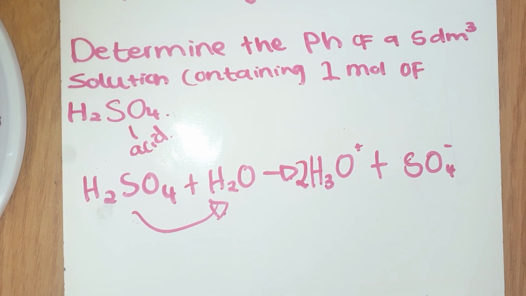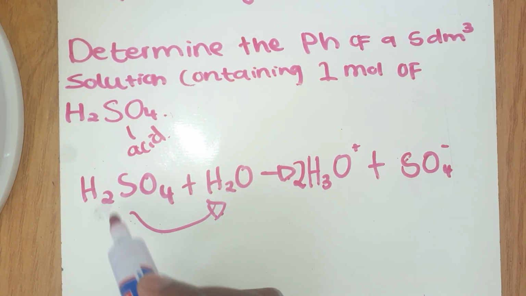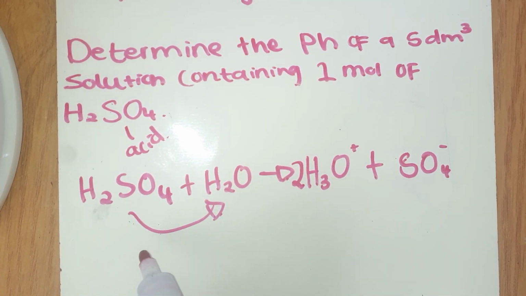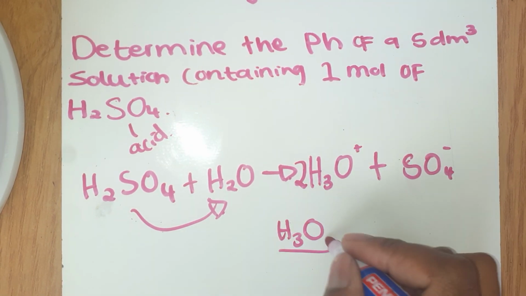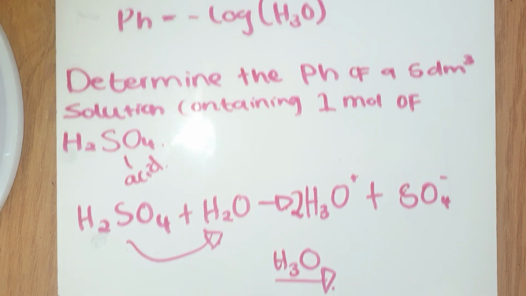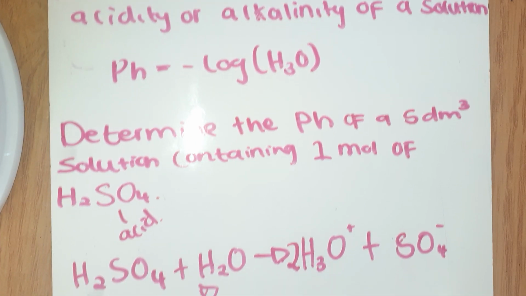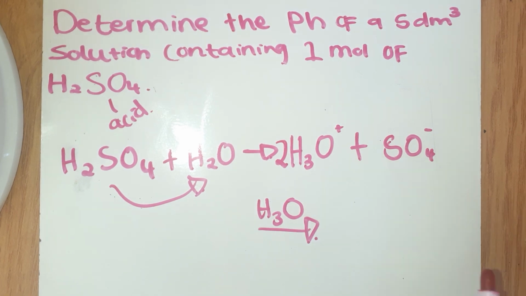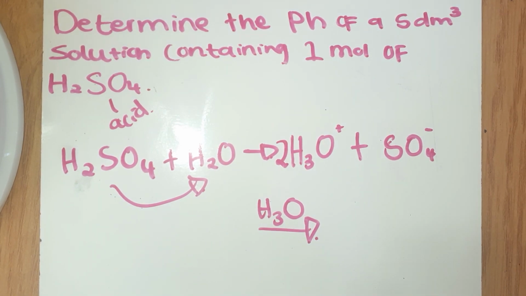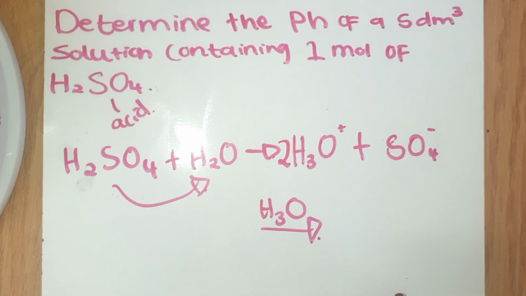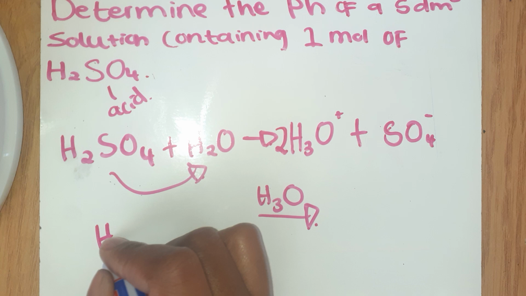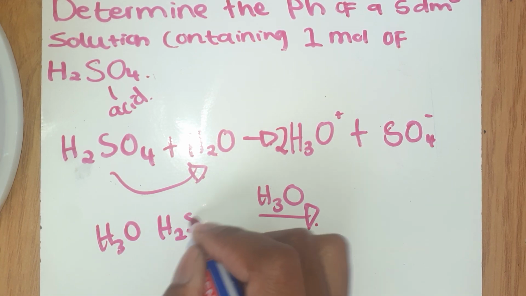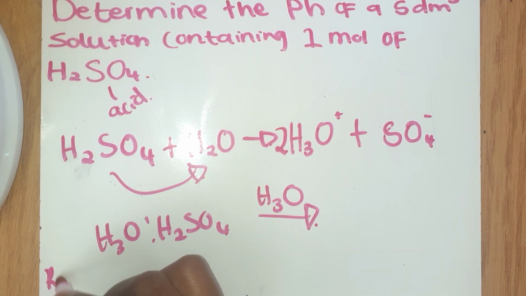Now that we are here and we know that this H2SO4 is 1 mole, we have to find the mole of H3O. Whenever we are asked to calculate the pH, we need the mole of H3O, because we need to substitute here. So the first step that we're going to do is a stoichiometry calculation, where we have H3O and H2SO4, right? So we'll start with the ratios and then the mole.